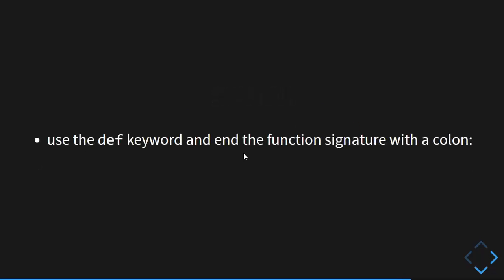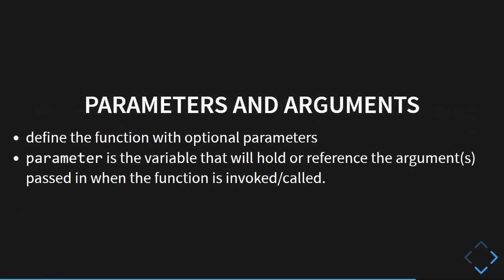So the syntax for a function is basically we use the def keyword, we give our function a name, and then we pass it parameters optionally, and then it returns a value. Okay, so the parameters and arguments.